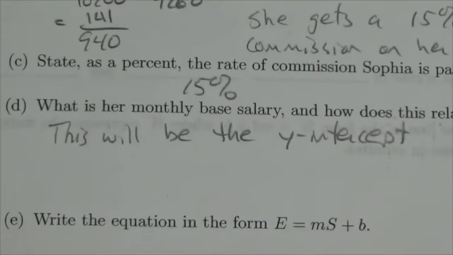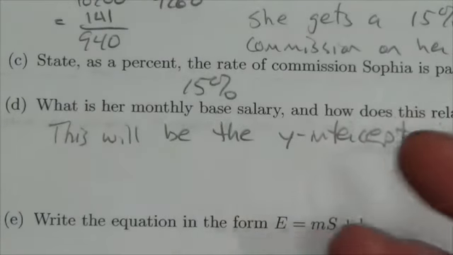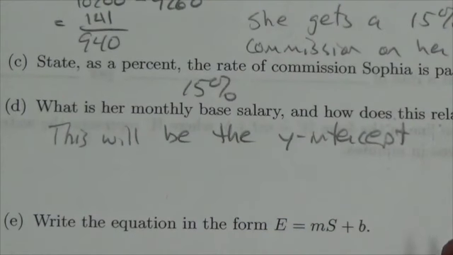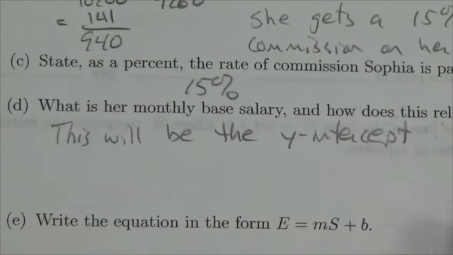Okay, it's going to be the y-intercept of the graph. So now what I've got to do is figure out what that is. Right now, based on the information that I've got, I might come up with the equation in point slope form.